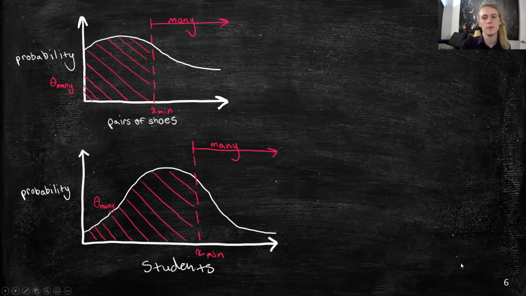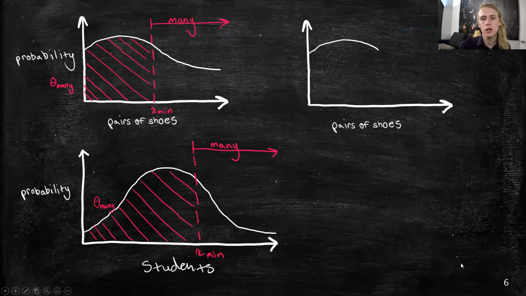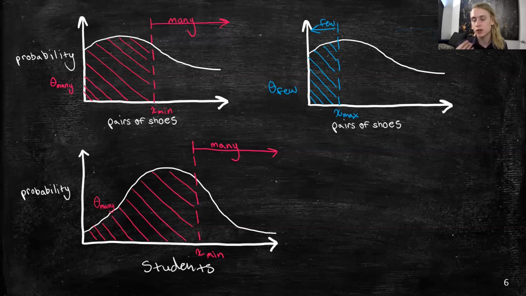So Schöller and Franke look at many, and they also look at few. So using the same exact expected value distribution, we can have an x max for few, the maximum value for which few pairs of shoes would be true.